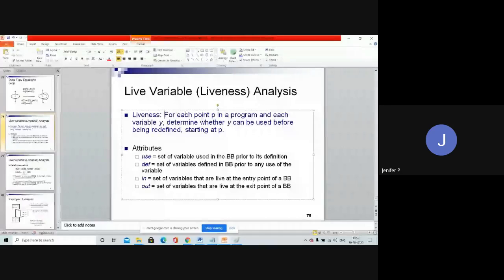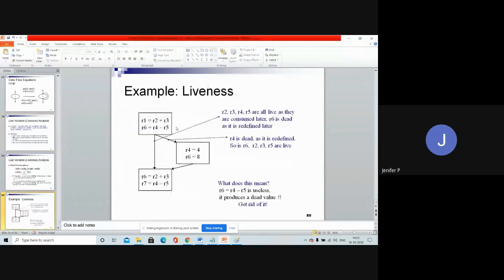Live variable analysis. Liveness represents, for each point in a program and each variable y, determining whether y can be used before being redefined. Until it is redefined, it will be live. Okay, so that can be defined. See this example. They will ask this, one of the important GATE-based questions.